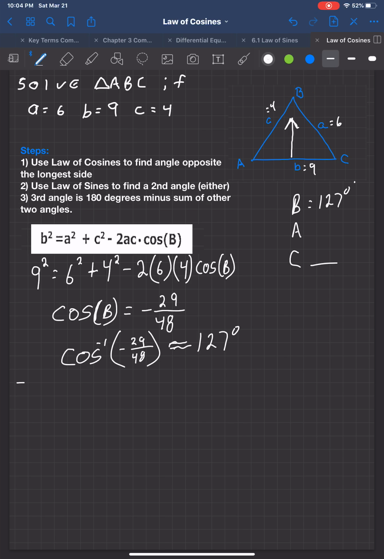At this stage, as I said before, now that you have a relationship between a side and a corresponding angle, you can go back and use the law of sines. And I'm not going to go through the rest of this. I'm just going to tell you that angle A is roughly 32 degrees and angle C is roughly 21 degrees. You would use the law of sines to figure out the second angle, and then use the 180 degrees sum of the angles of a triangle to figure out the third angle.